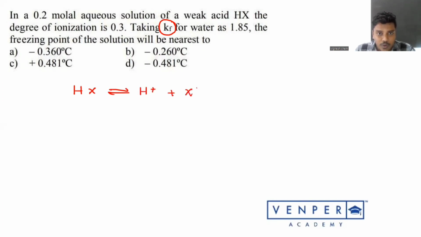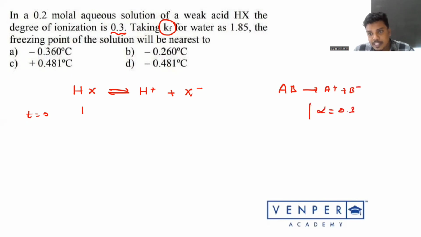Initially I take 1 mole at time equal to 0. What is the degree of dissociation? It is 0.3. It means 0.3 moles form, right? If AB is going to form A plus and B minus, that is alpha. This is the degree of dissociation, in percentage 30%. At time t, this is 1 minus 0.3, and this is also 0.3, and this is also 0.3.